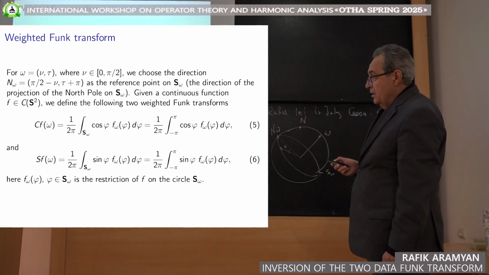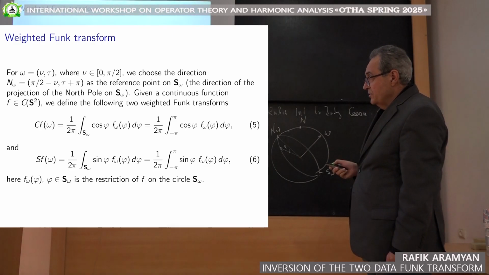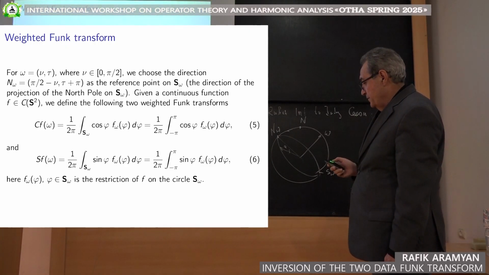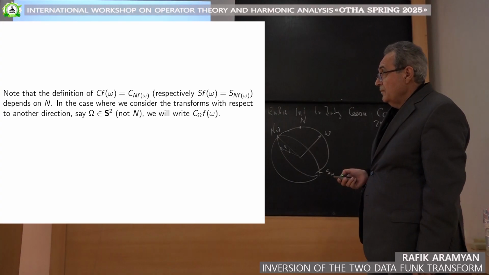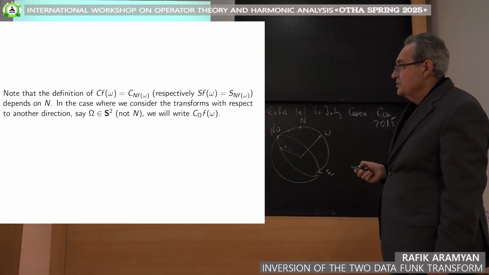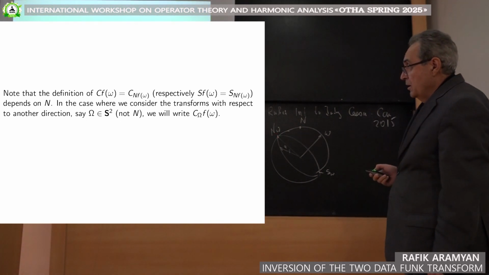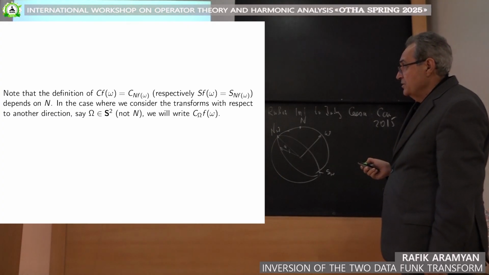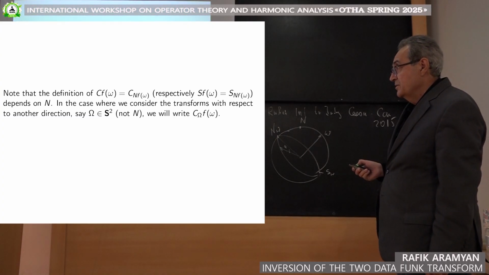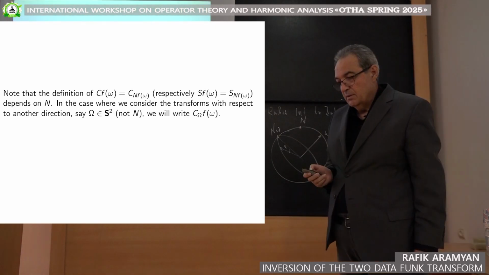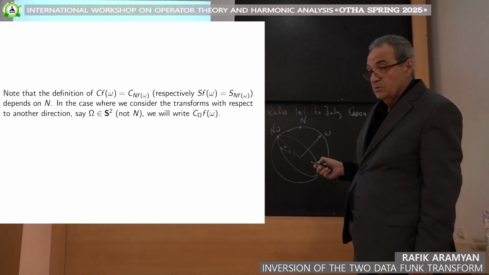Here we integrate over the circle. Similarly, I consider the second weighted Planck transform, multiplied by sine phi. So I define two weighted Planck transforms, Cf and Sf. Note that the definition of Cf, respectively Sf, depends on the north pole because it depends on the reference point. In the case where we consider this transform with respect to another direction, say capital omega, we will denote it by C omega f. The classical Planck transform does not depend on the North Pole.